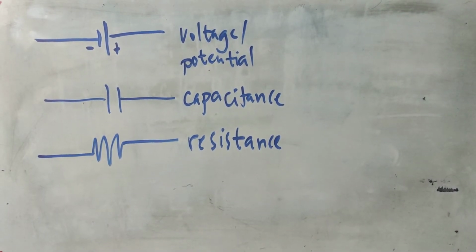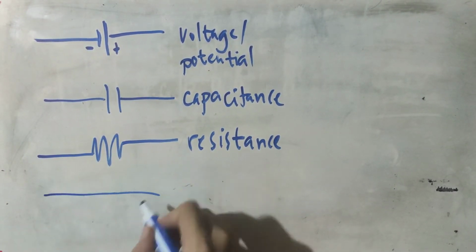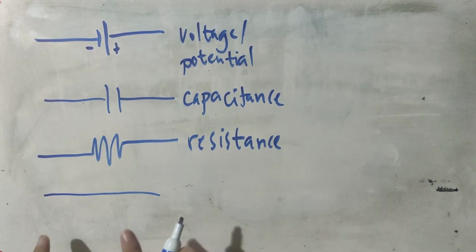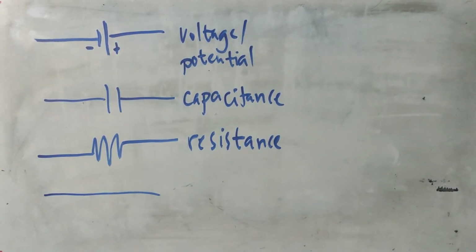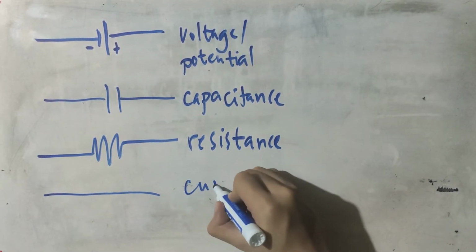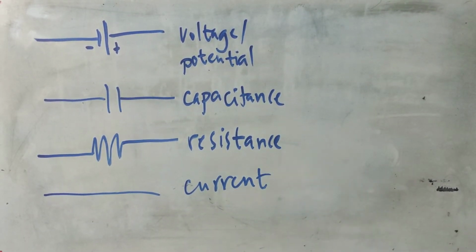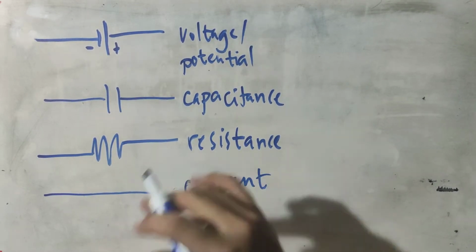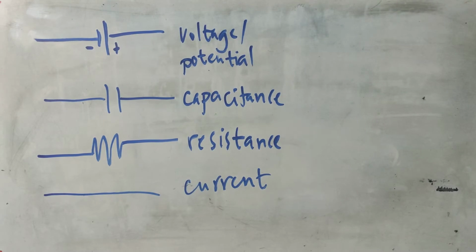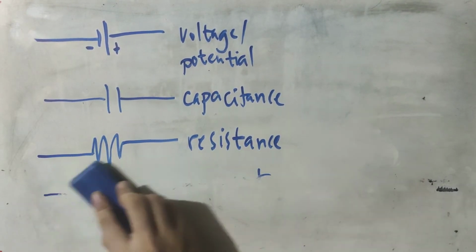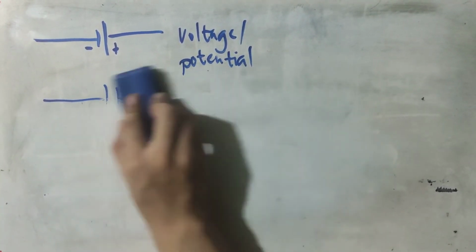Then of course you have your wire. That's what joins this electronics equipment. So this is for current. Alright, so that's it. Remember this notation as we go along. For this particular topic, what you need to remember is these two formulas.